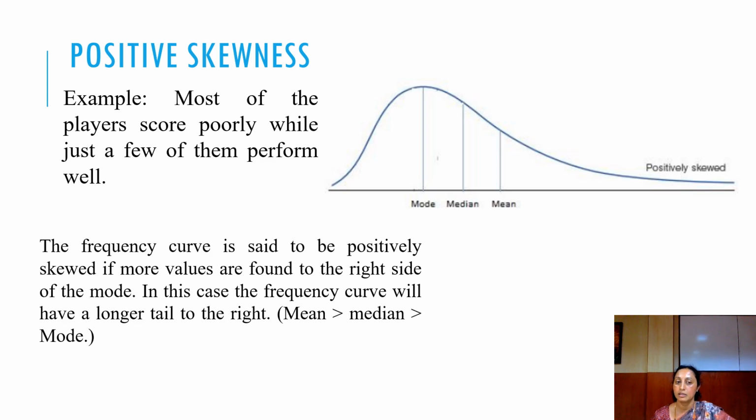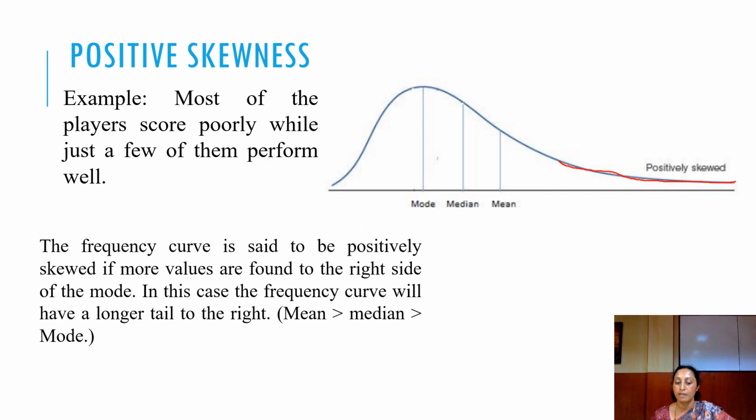Suppose if I say in this way, most of these players score poorly while just a few of them perform well. That means that most of the players could not perform well and very few people have scored very well. In that case, I can represent the graph in this way, and then I can call this type of distribution as positively skewed.